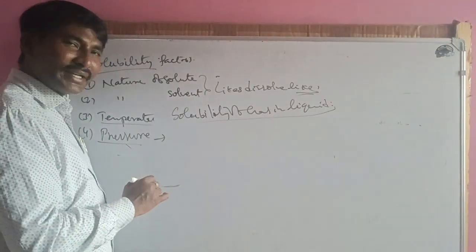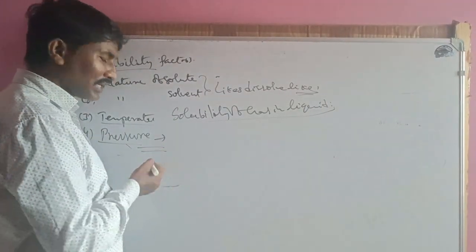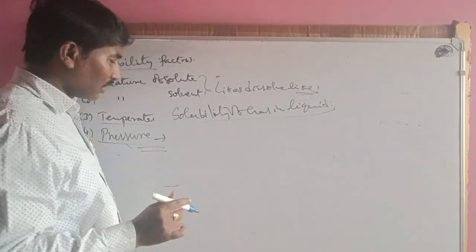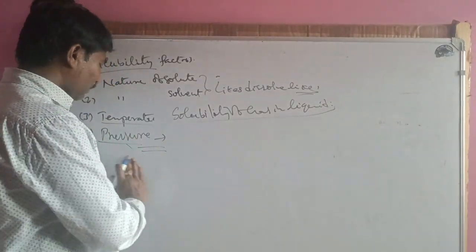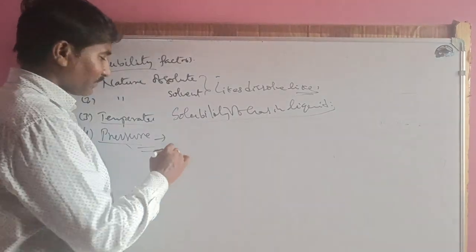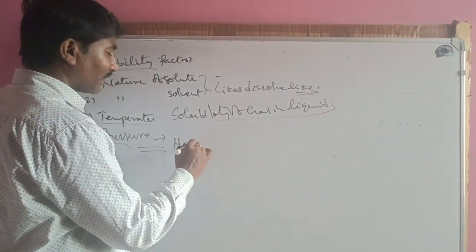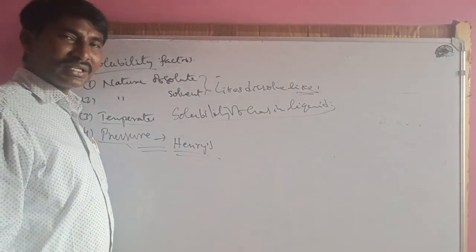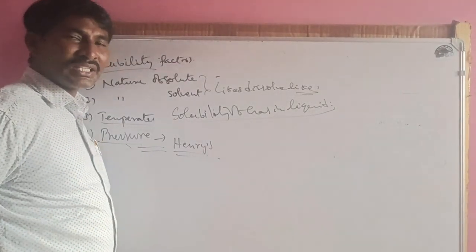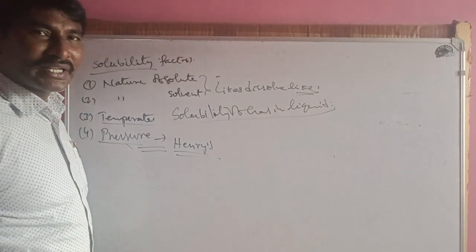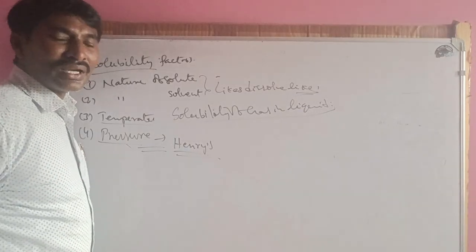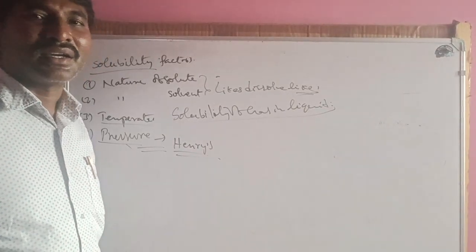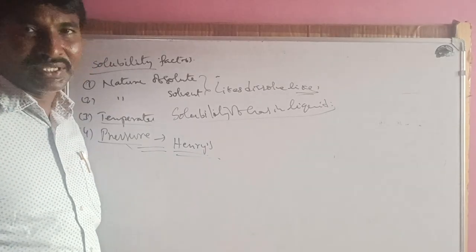When the pressure increases, the solubility of gas in liquid increases. How is it explained? It is explained by Henry, who was a scientist. Henry gave a relation between the solubility of gas in liquid and the pressure.